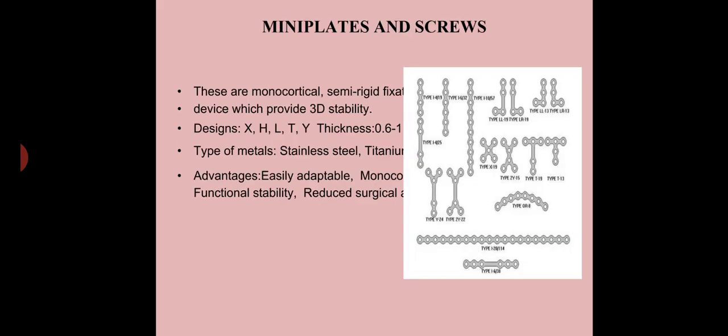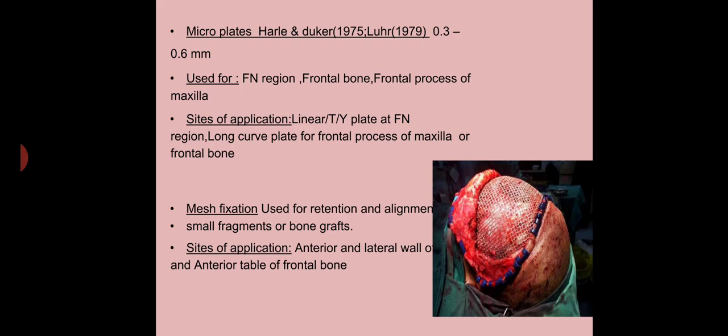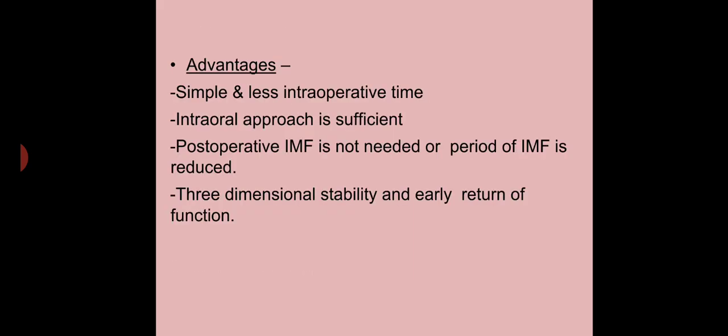Mini plates and screws are monocortical semi-rigid fixation devices which provide 3D stability. They come in X form, H, L shape, T shape and Y shape. The types of metals used are stainless steel and titanium. Advantages: simple and less intraoperative time. Intraoral approach is sufficient. Post-operative IMF is not needed or the period of IMF is reduced. Three-dimensional stability and early return of function.